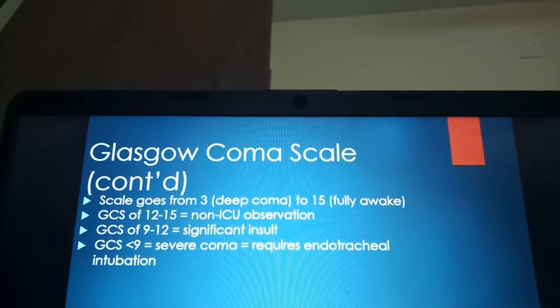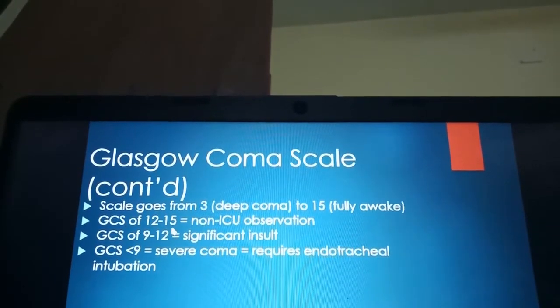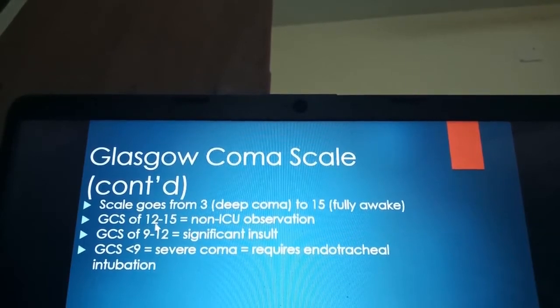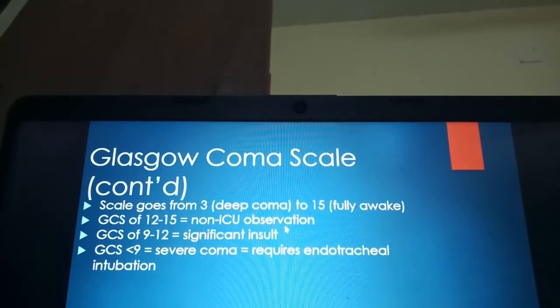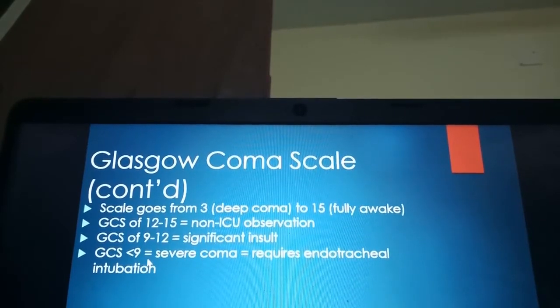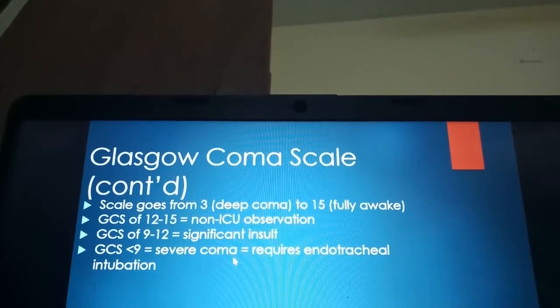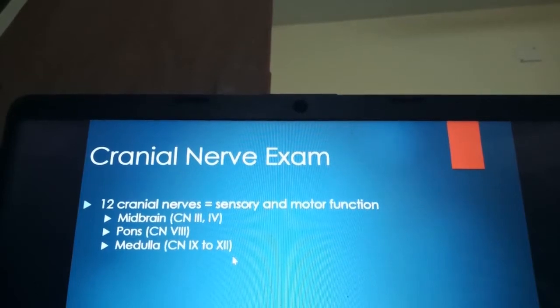Okay, so how do we decipher the scale? If the person has a GCS, Glasgow Coma Scale score of 12 to 15, they do not need ICU and they can have non-ICU observation. If they have a score of 9 to 12, there is significant damage to their nervous system. If they have a score of less than 9, they are in severe coma and they may require endotracheal intubation.